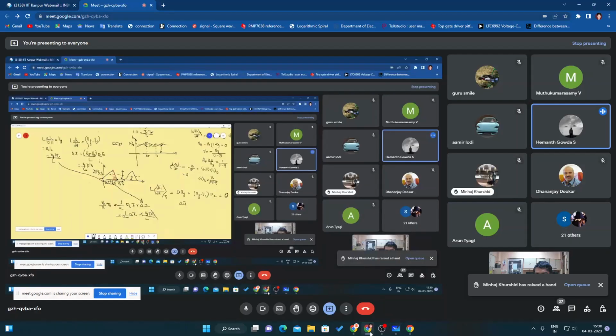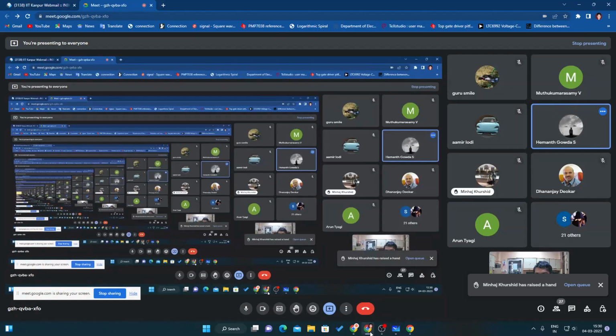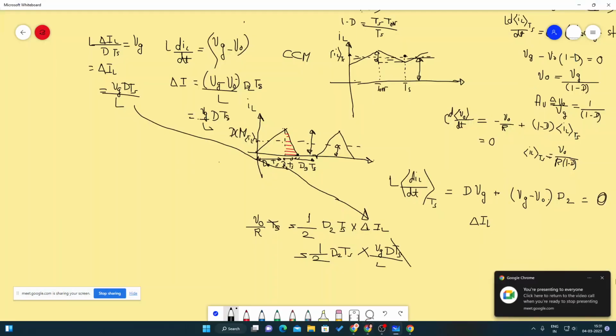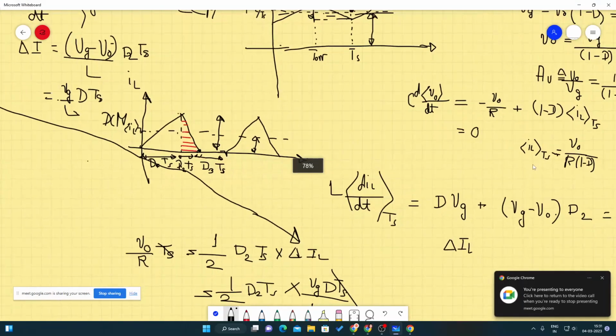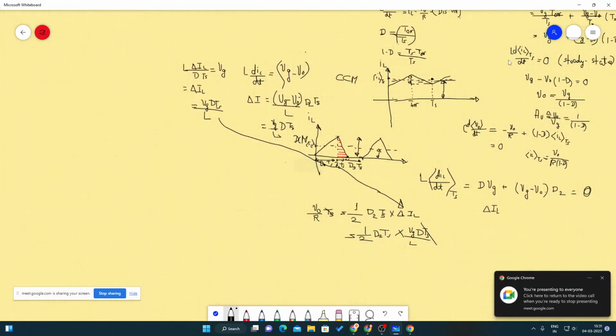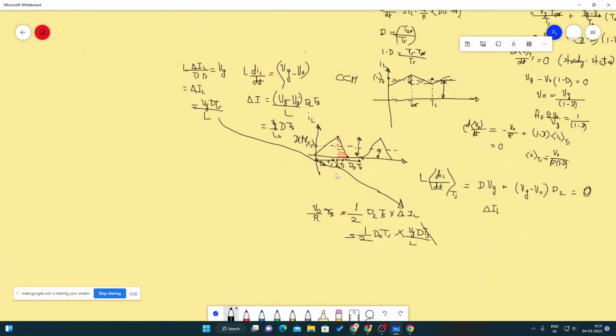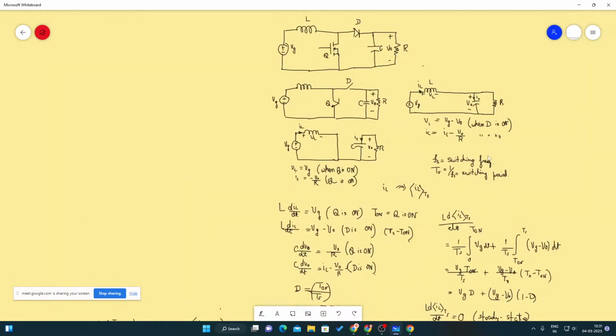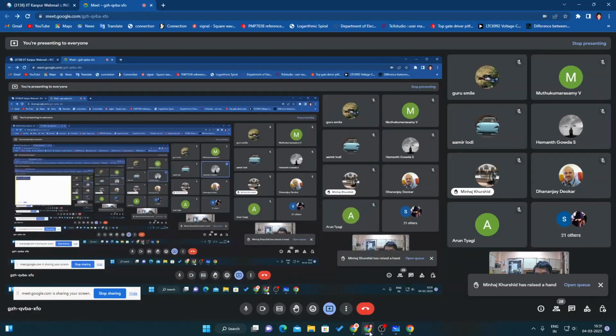What would be the total Ts? Switching time. Ts is one by switching frequency. So your switching frequency actually commands the Ts. So at the beginning I said that the switching frequency with which you are switching this MOSFET will determine your Ts. Clear?